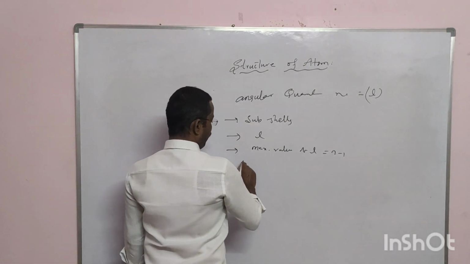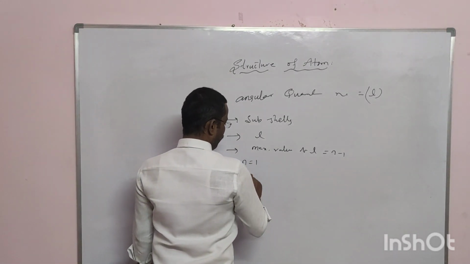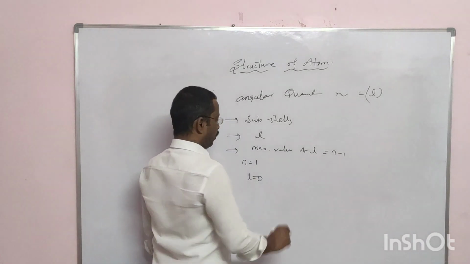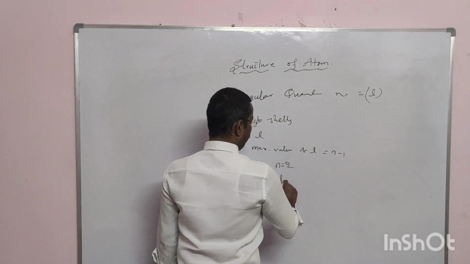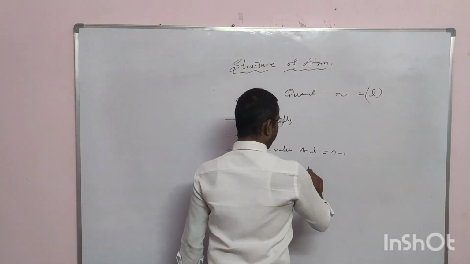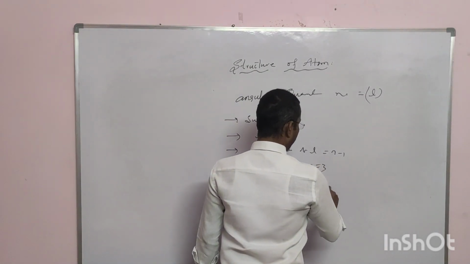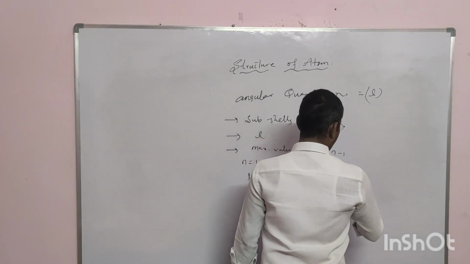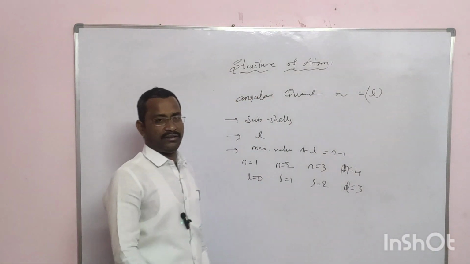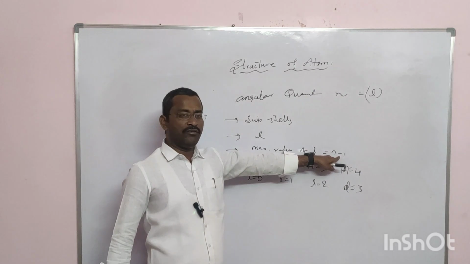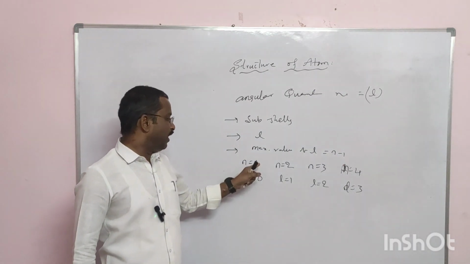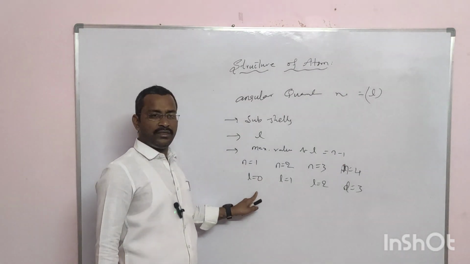See, for example, N is equal to 1, then L is equal to 0. N is equal to 2, L is equal to 1. N is equal to 3, L is equal to 2. N is equal to 4, then L is equal to 3. Just 1 less, because the maximum value of L is N minus 1. N starts with 1, but L starts with 0.